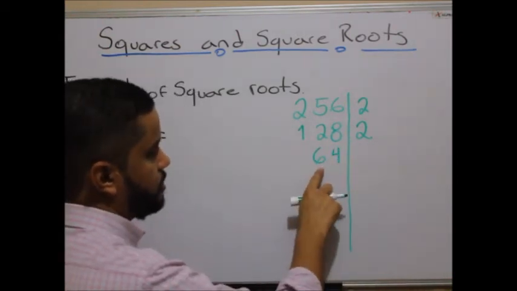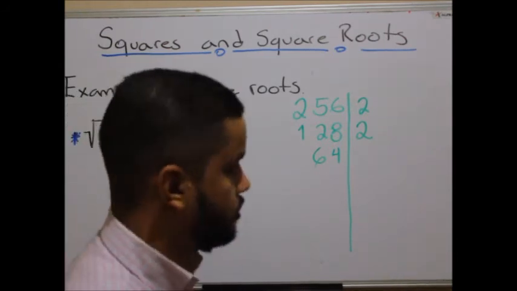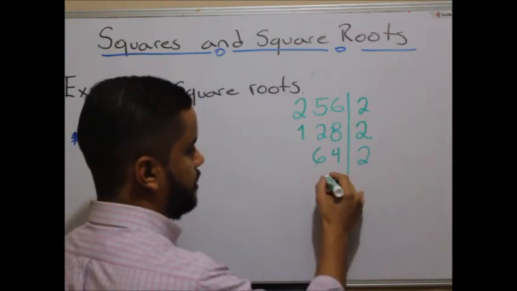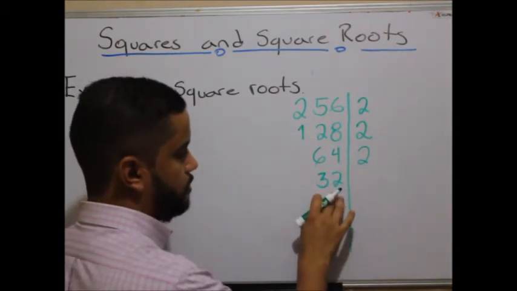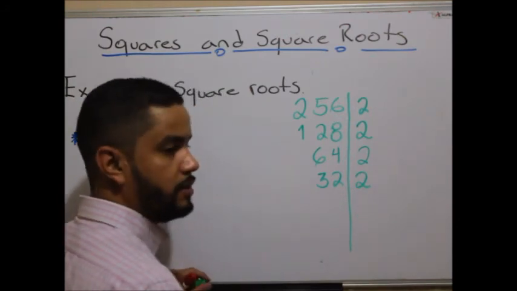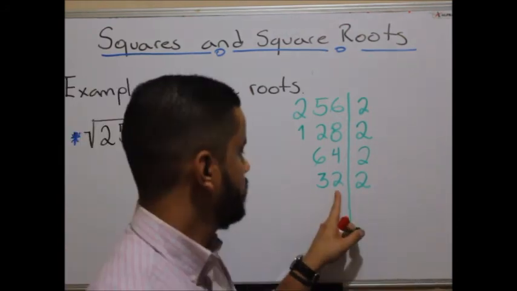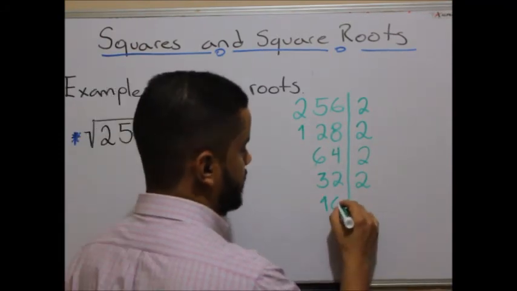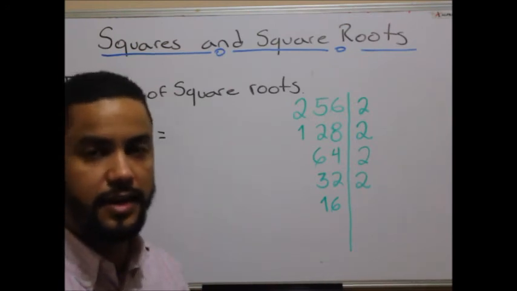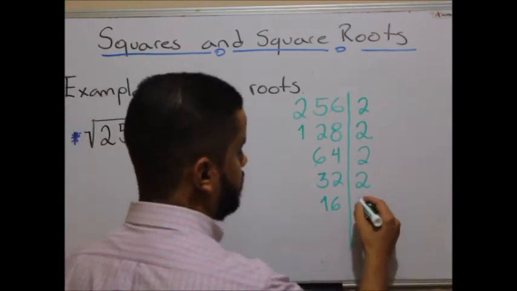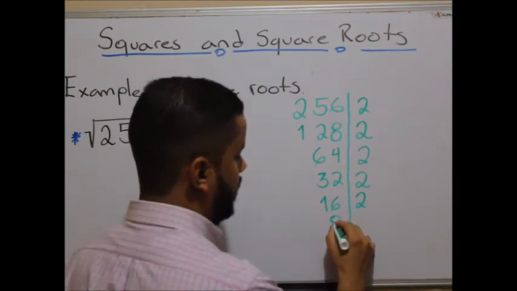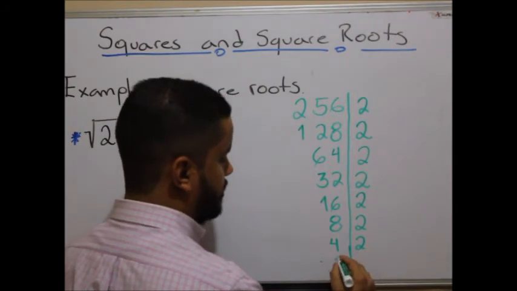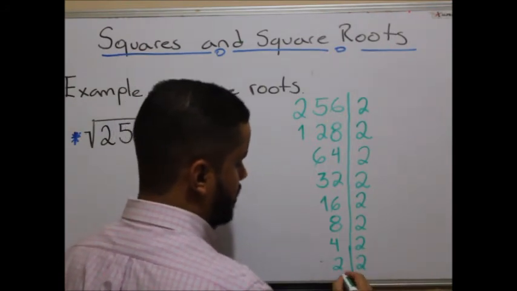And again, our 64 has half. So we're going to write here 2. The half of 64 is 32. Again, 32 has half. So we're going to write here 2. And the half of 32, or 32 divided by 2, will be equal to 16. 16 is divisible by 2. So we're going to write here 2, and will be 8. 8 has half, that is 4. 4 has half, that is 2. 2 has half, that is 1.